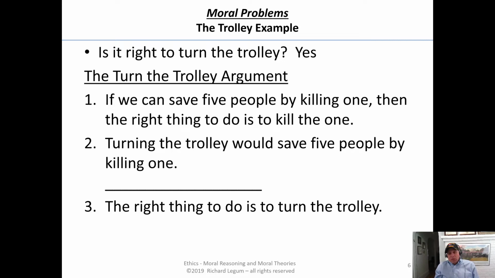And we notice the order. We have a moral principle, we have a factual premise about the trolley case that ties that moral principle to a moral conclusion, and then we have the moral conclusion that the right thing to do is to turn the trolley.